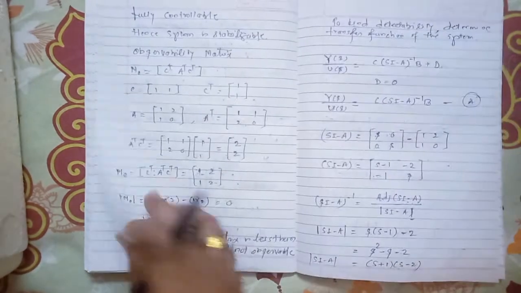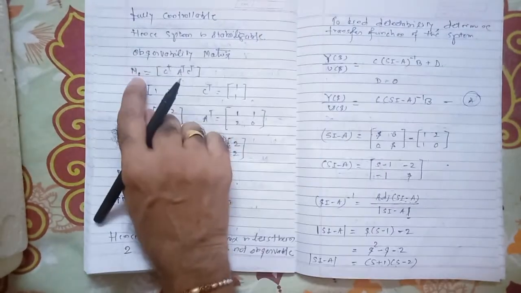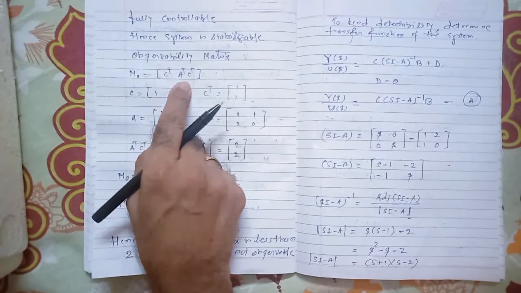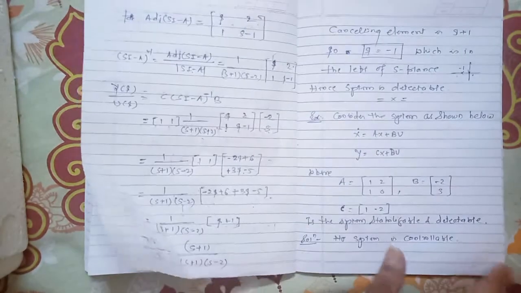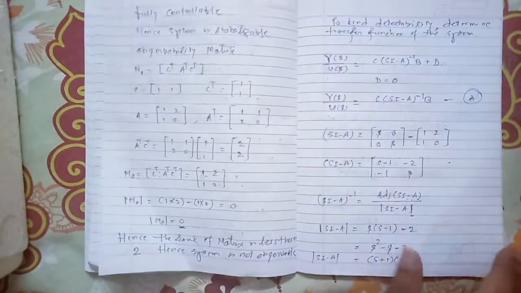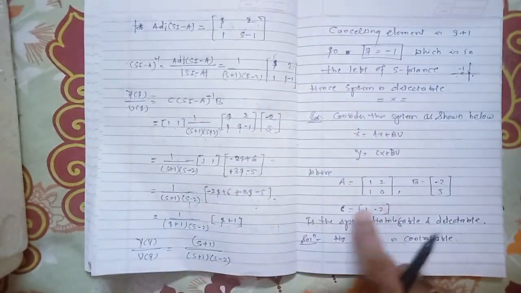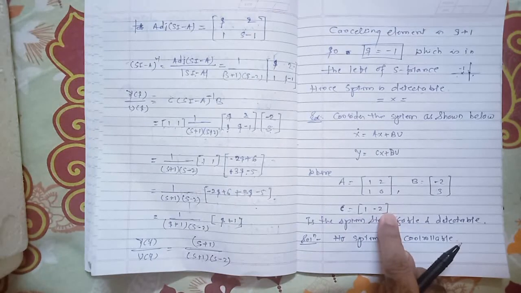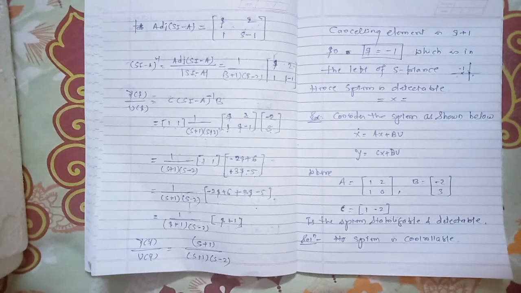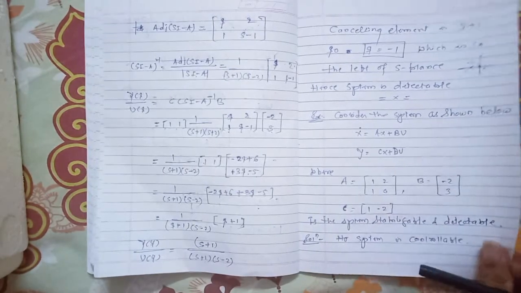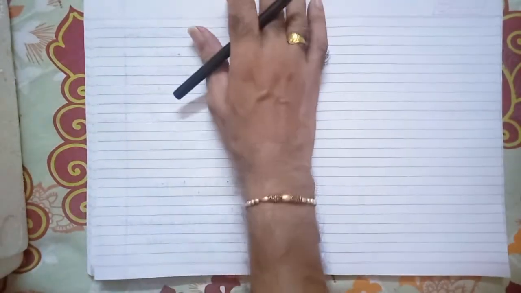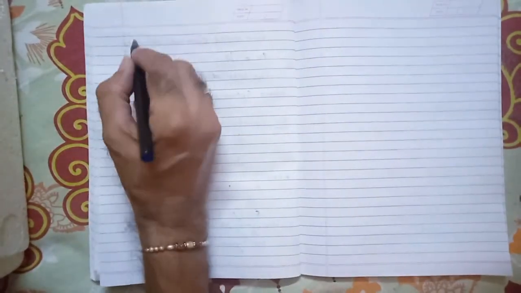Now see here, what is my observability matrix? M0 equals C transpose, A transpose C transpose. Now see here, the C is different. Here the C is 1 1 and here the C is 1 and minus 2. So my observability matrix will be something different, that we will find out.